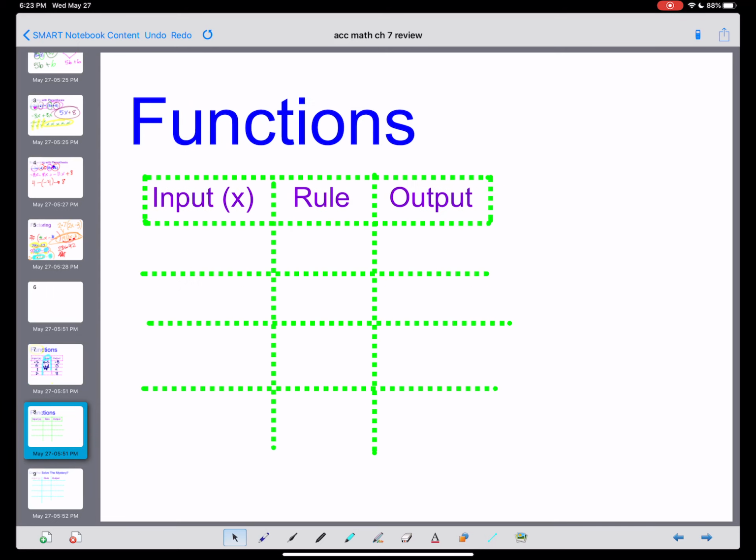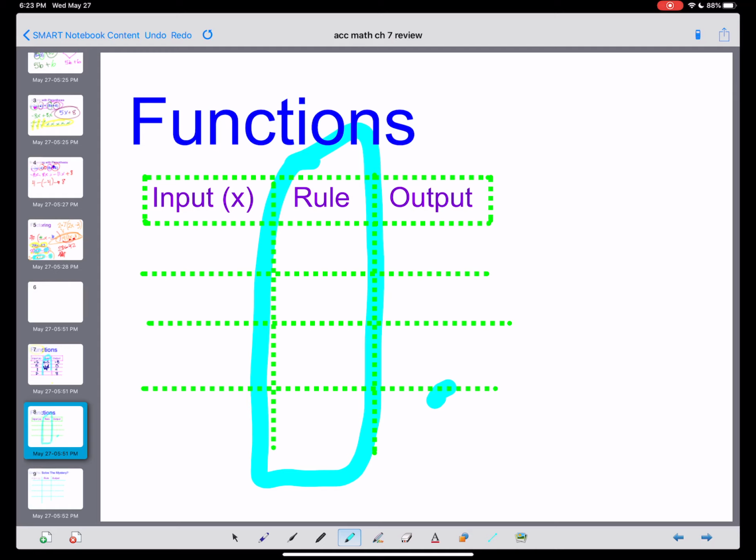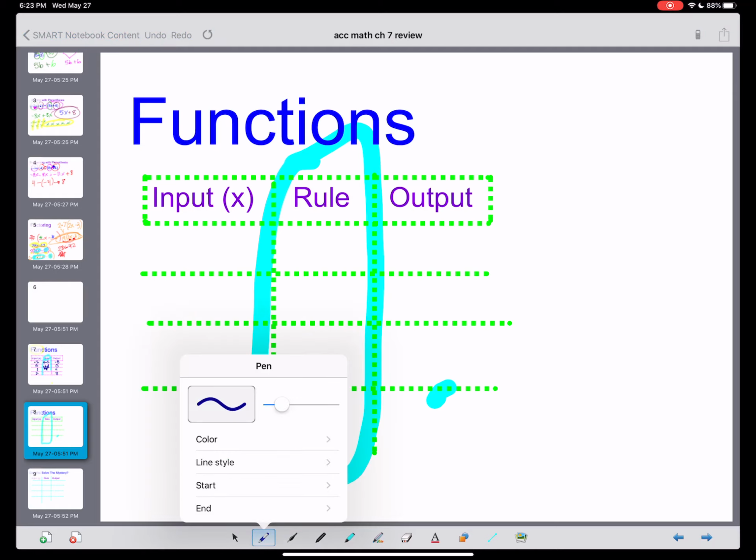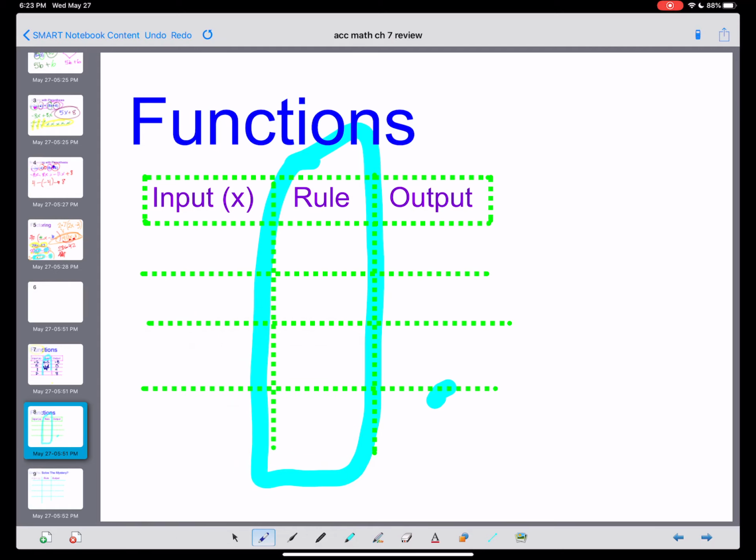The last one we just multiplied, but this time our rule is going to have 2 steps. So remember that the rule has to apply to all of the different rows in the function table. And our rule this time is going to be 2x plus 4. So whatever x happens to be, we're going to multiply it by 2, and then we're going to add 4.